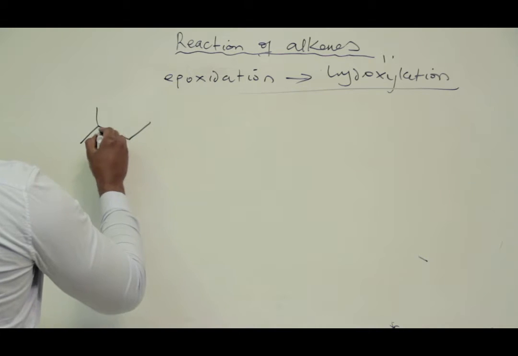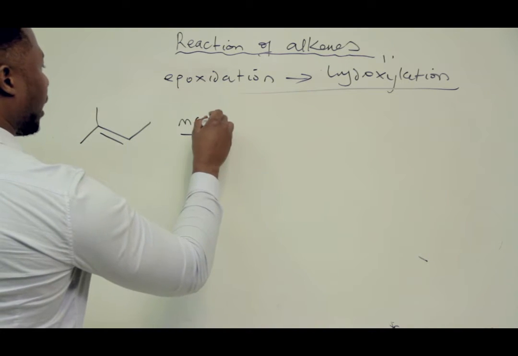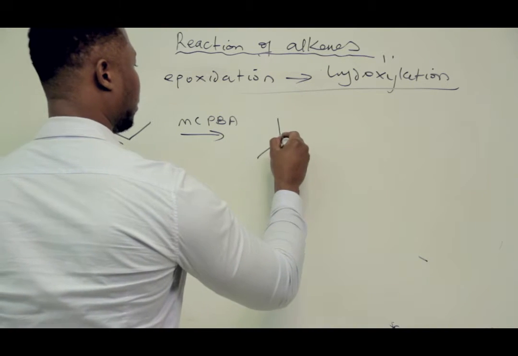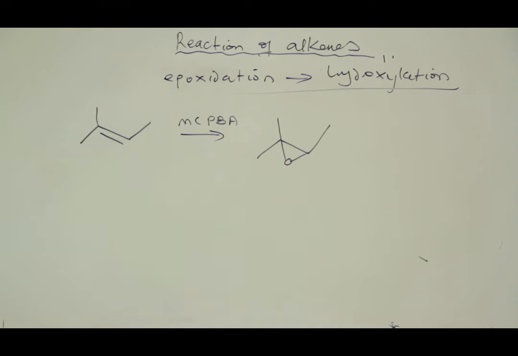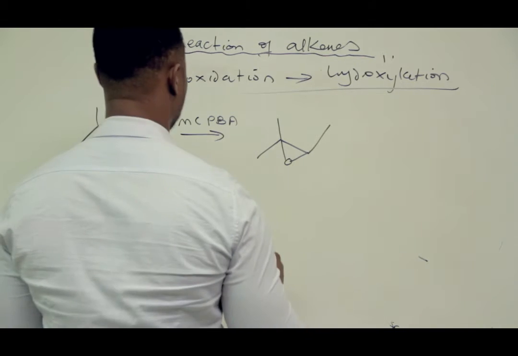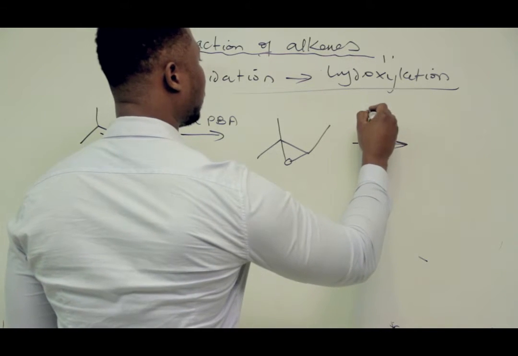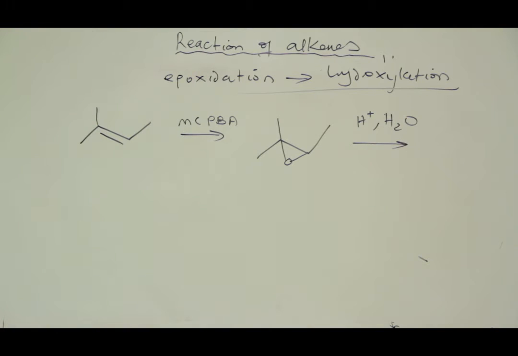Let's say we have this, and we know that MCPBA is going to form an epoxide. Here, let's form an epoxide here. Now, if I add that to H plus and H2O, just like we would have done with hydration, what happens?